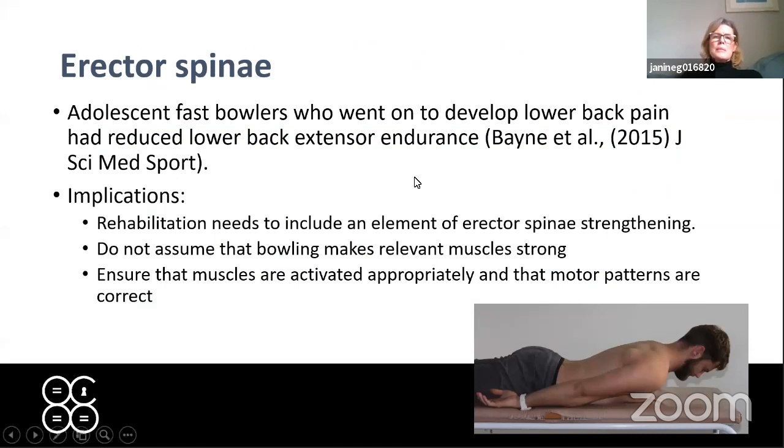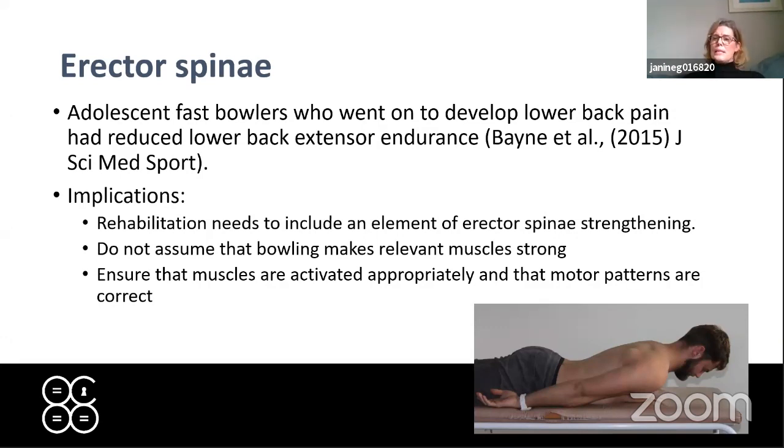So erector spinae is another muscle we need to look at. And Helen Bain's done some lovely work in adolescent fast bowlers and looking at risk factors there. And she found when she studied a group of young adolescents prospectively that those that went on to develop back pain had a reduced lower back extensor endurance.